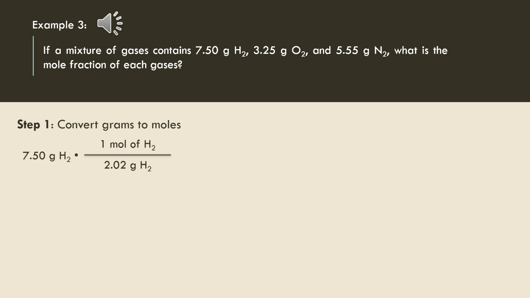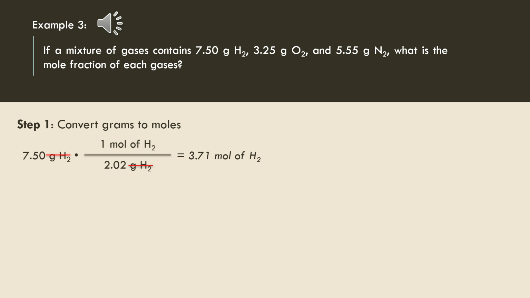So the grams of H2 cancel, and the 2.02 is the molar mass of hydrogen. The molar mass of hydrogen is 1.01, multiplied by 2. So 7.50 divided by 2.02 is equal to 3.71 moles of hydrogen.